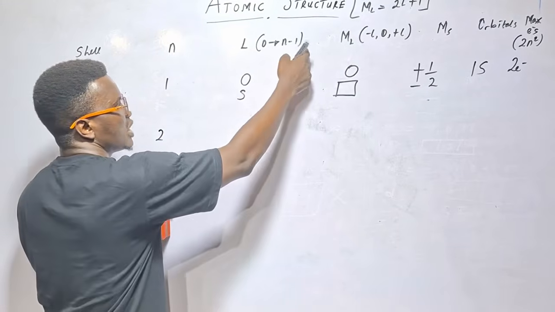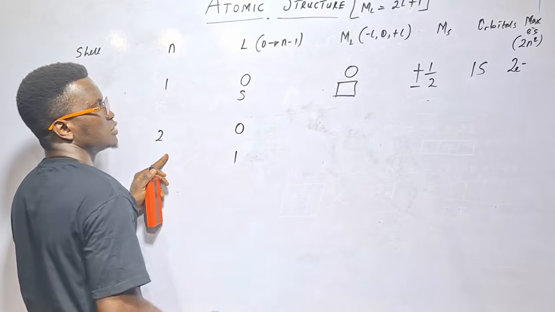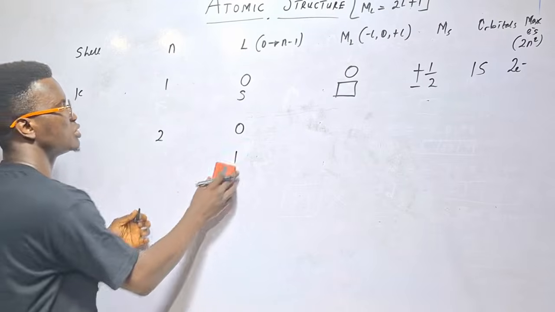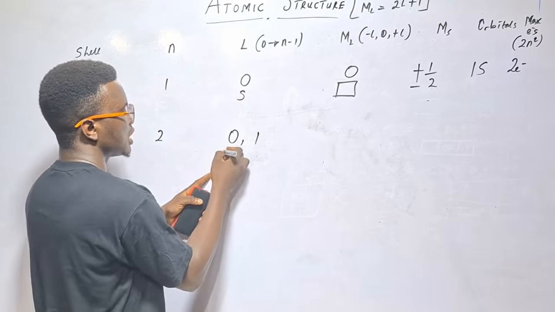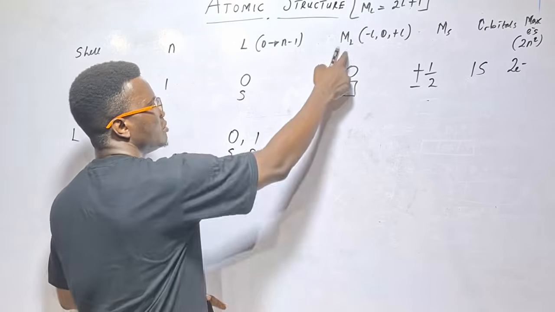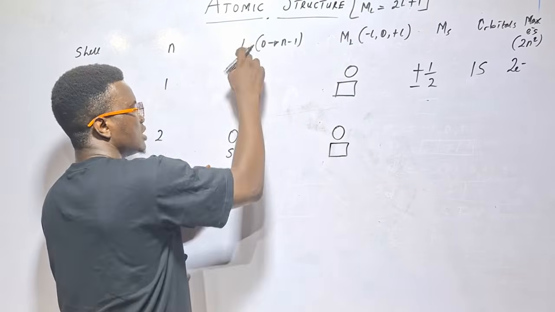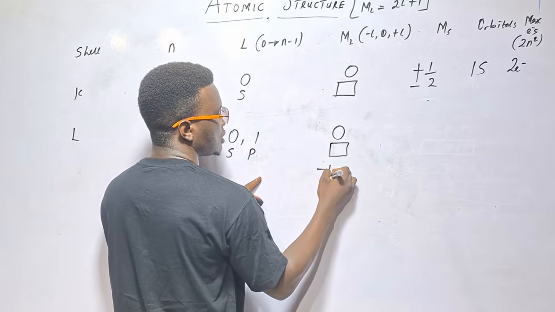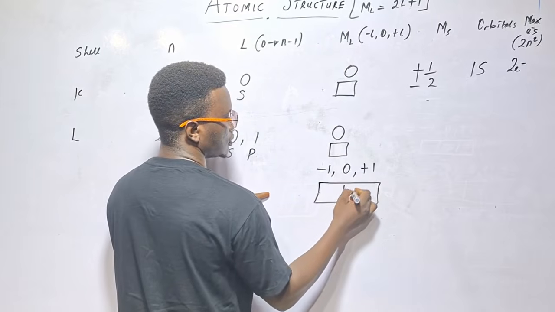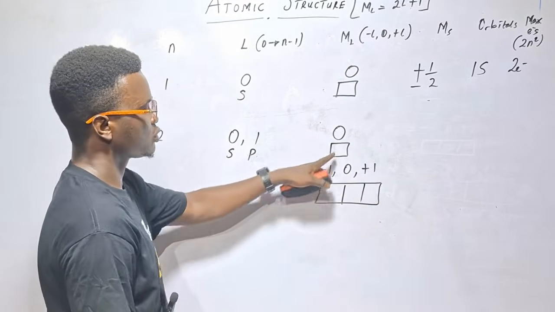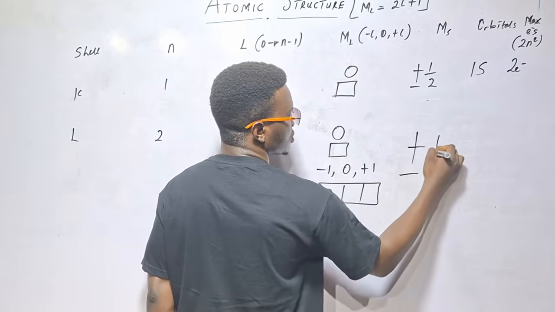So when the shell is L, n will be 2. Then that will be 2 minus 1, that's 1. That will be 0 to 1, that's 0 and 1. Do you understand that? So if n is 2, then L will be 0 to n minus 1. 2 minus 1 is 1. That means the values of L will be 0 and 1. And 0 represents s and 1 represents p. So when L is 0, M sub L will be 0. When L is 1, M sub L will be minus 1, 0 and plus 1. And we will have 3 degeneracy there. So we have 1-fold and we have 3-fold degeneracy.